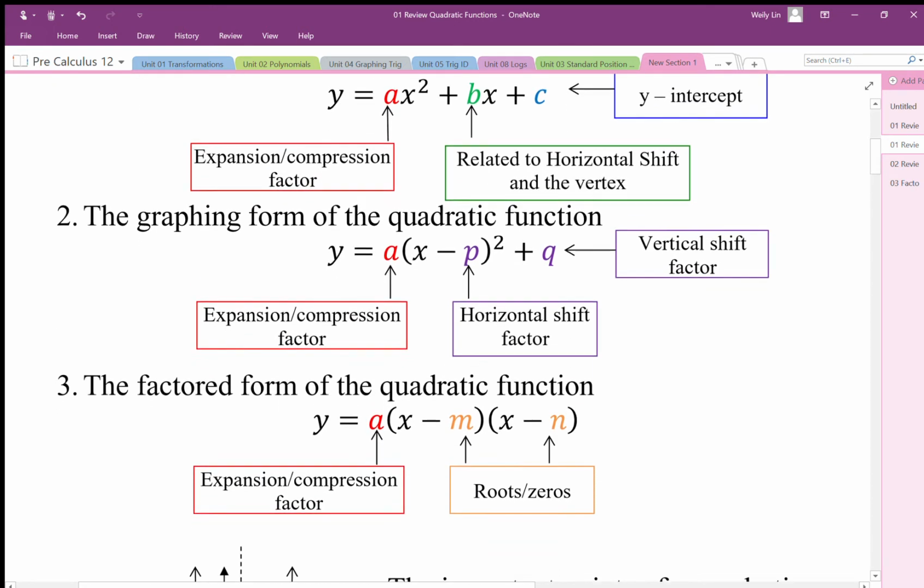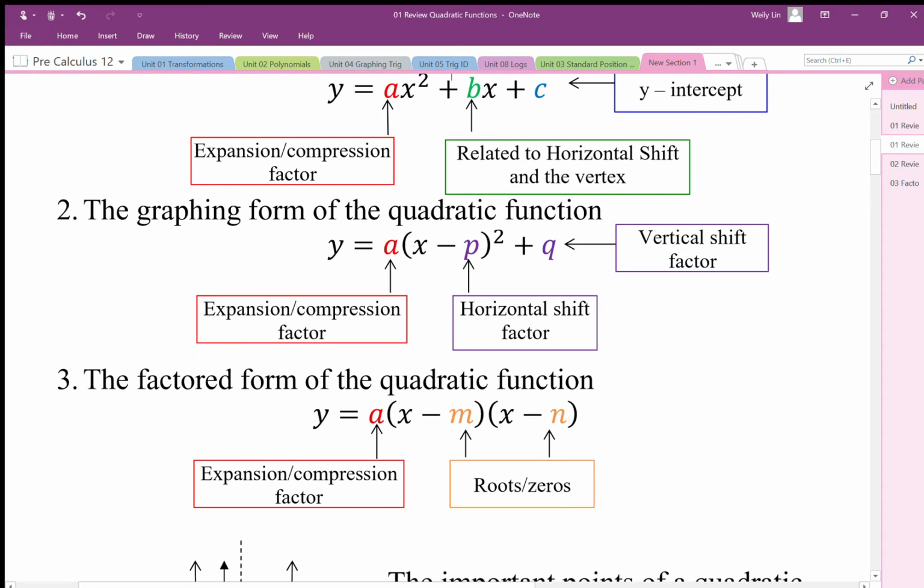So probably the most important form is this graphing form. It's the most useful to us. And again, just like with the general form, the a value is the same thing. So that a and that a are exactly the same. And this represents our vertical expansion compression. And the reason why the graphing form is really useful is because it tells us exactly where the vertex is. And the vertex is by far the most important point on the parabola.